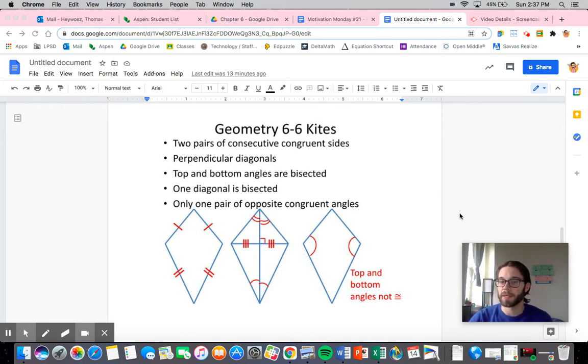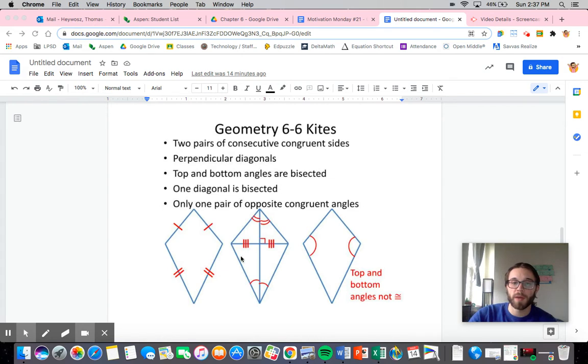They do have some interesting features though. The consecutive sides would be congruent, right? We would have two pairs of consecutive congruent sides, so the two at the top and then the two longer ones at the bottom will be congruent. We'll also know that the diagonals will be perpendicular. That actually comes from the perpendicular bisector theorem. If you know that these are equidistant, right, it would be on the perpendicular bisector.